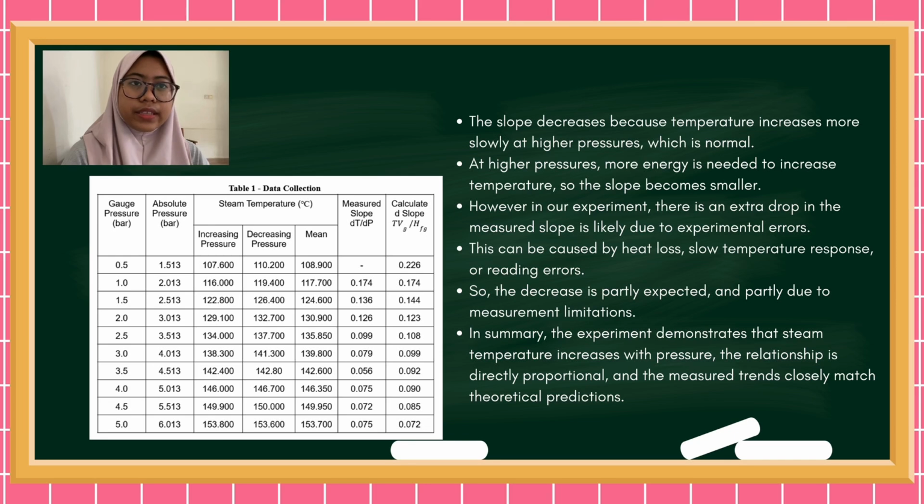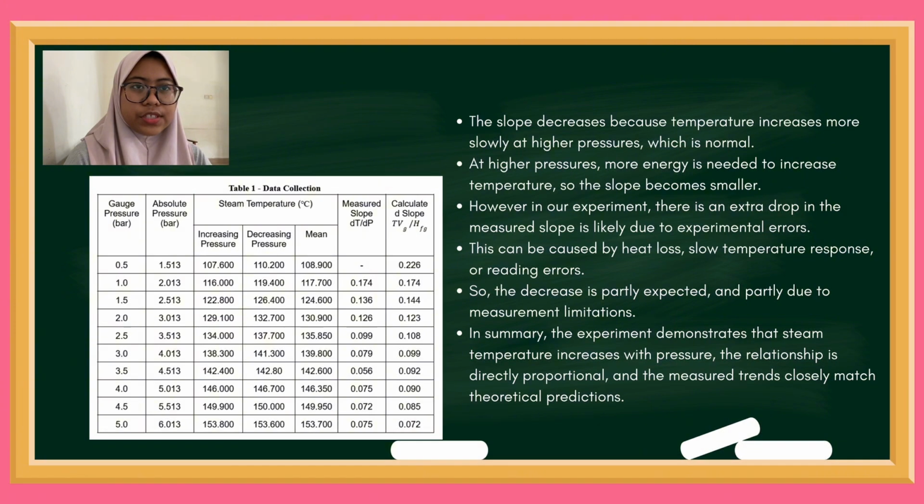So we predicted that the slope would become smaller at higher pressure since we need more energy to increase the temperature. However, in our experiment, the measured slope drops a bit more than expected. This is due to some practical issues like heat loss, delays in temperature changes, or small errors in reading the instruments. So while the overall slope makes sense physically, the extra dip is mostly caused by measurement challenges during the experiment. So, in summary, the experiment demonstrates that for steam temperature with pressure, the relationship is directly proportional and the measured trends closely match the theoretical predictions.